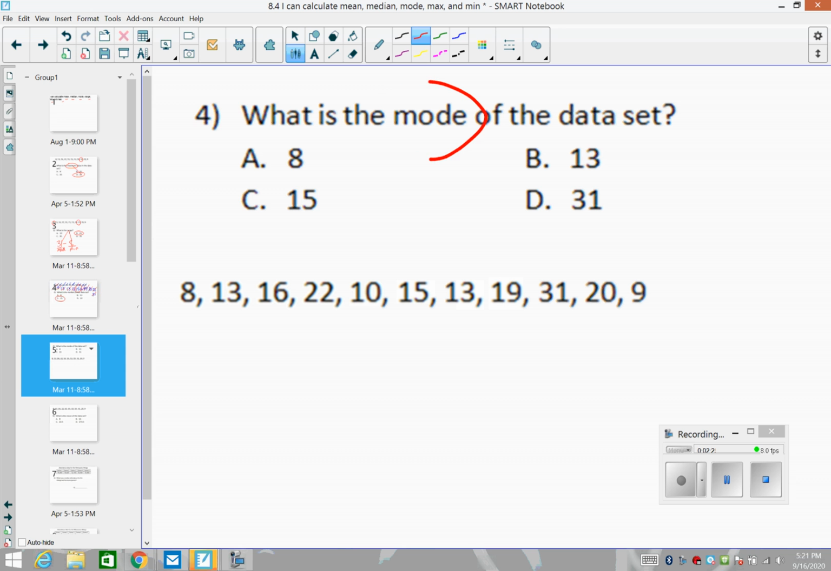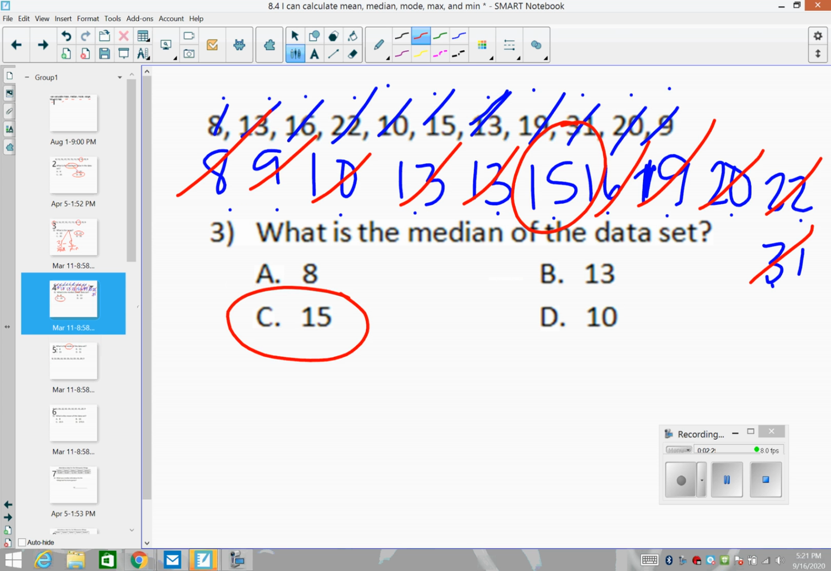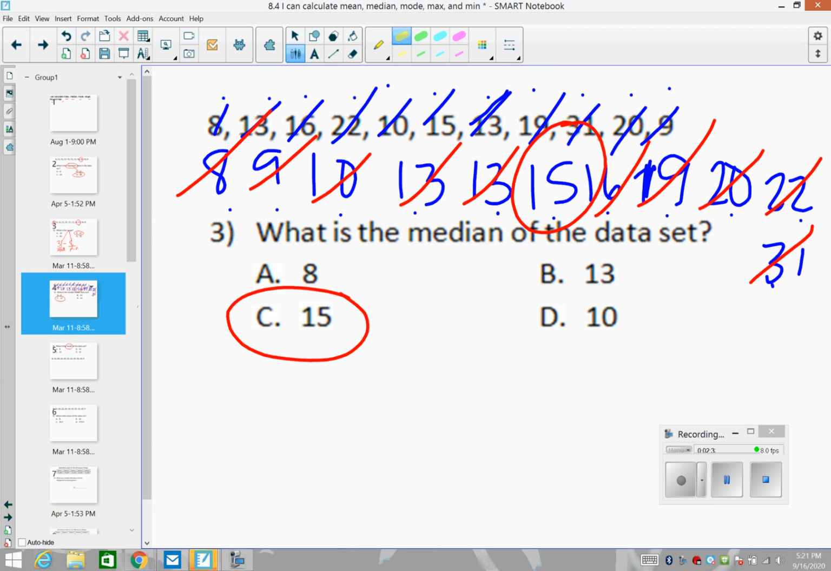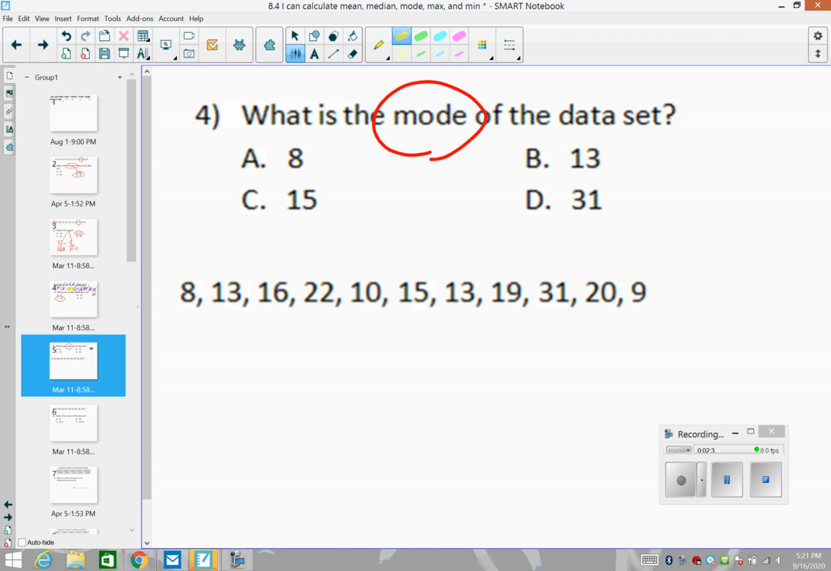The mode of the data set is the number that occurs the most often. I showed that here. We could see it here. I believe it was 13. Let me double check, but 13. So what is the mode of the data set? We would say that it's 13. It occurs here and it occurs there. That's the only value that occurs twice. So we've covered lots of vocabulary so far.